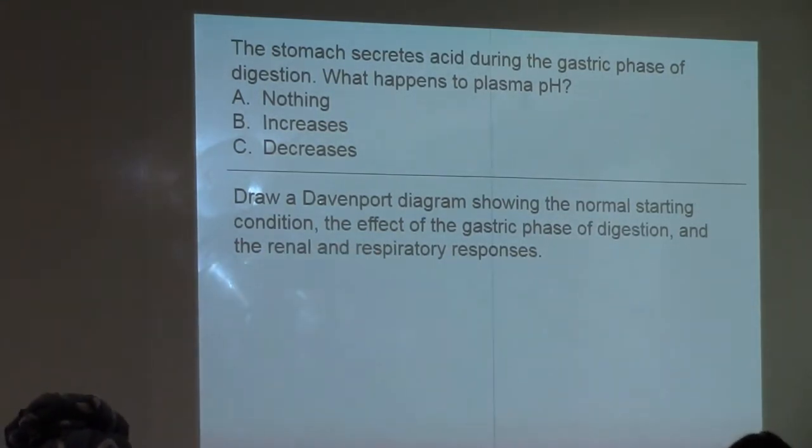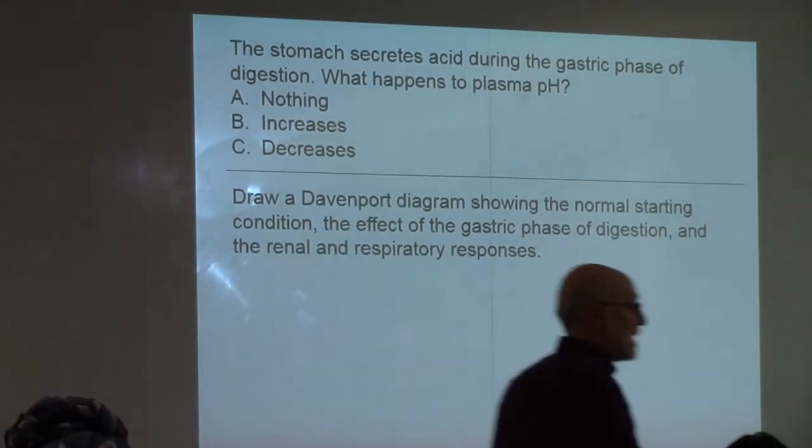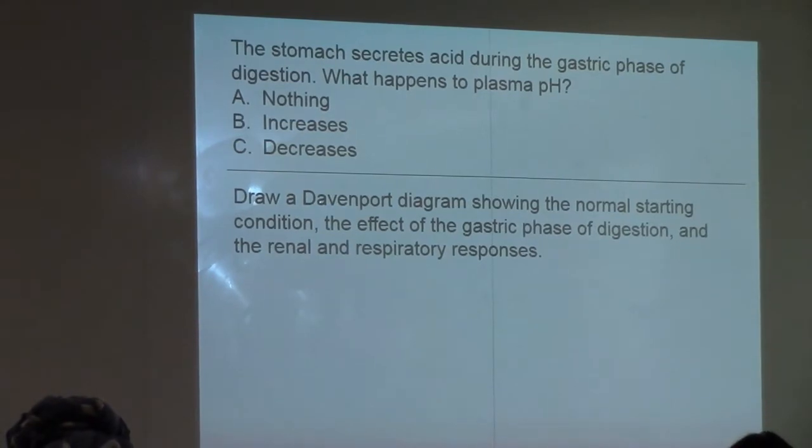The stomach secretes acid during the gastric phase, and so we'll talk about the phases of digestion in a minute. The stomach secretes acid during the gastric phase of digestion. What happens to plasma pH? Blood pH.